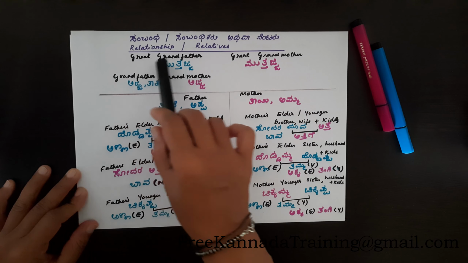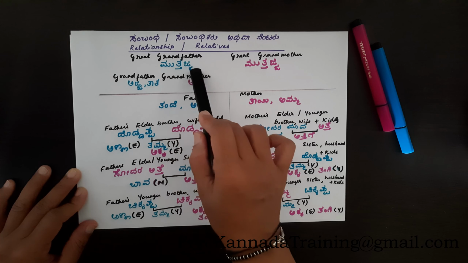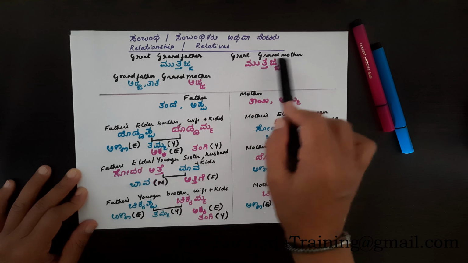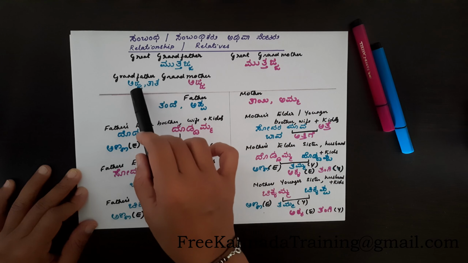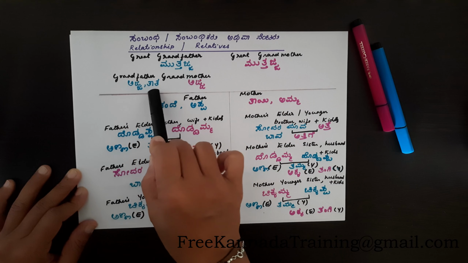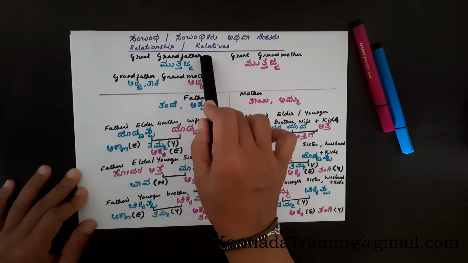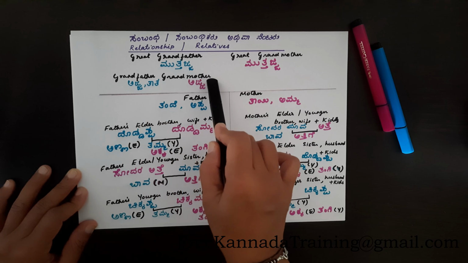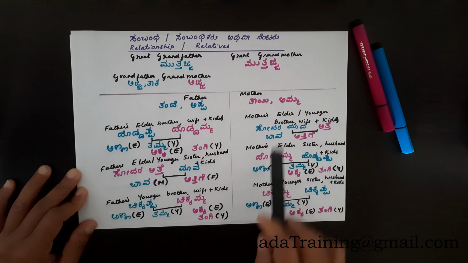Starting with great grandfather. Great grandfather is called muttajja. Great grandmother is called Muthajji, where ajja or taata is grandfather, muttajja is great grandfather, ajji is grandmother, Muthajji is great grandmother.